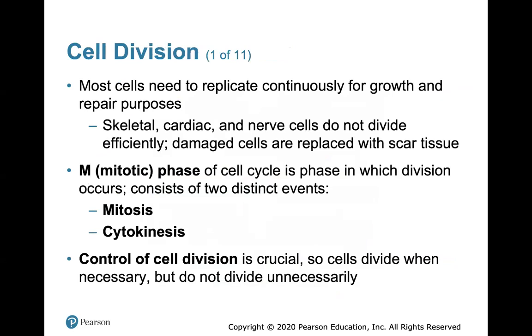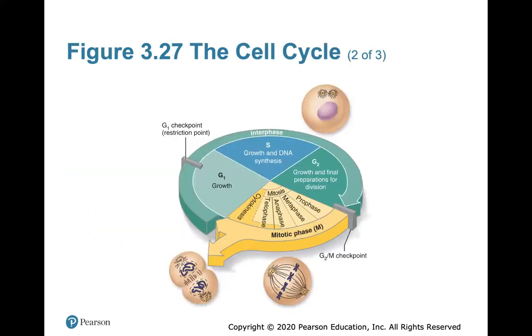Cellular division, we call the mitotic phase, consists of mitosis and cytokinesis. Control of cellular division is crucial so that cells will always divide when necessary. So we're going to talk about the cell cycle, the mitotic phase, now.